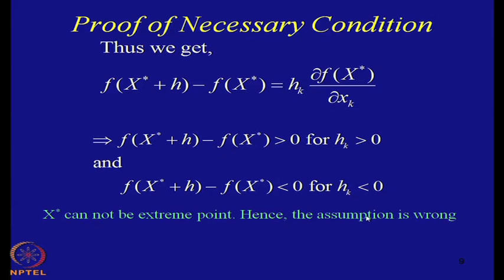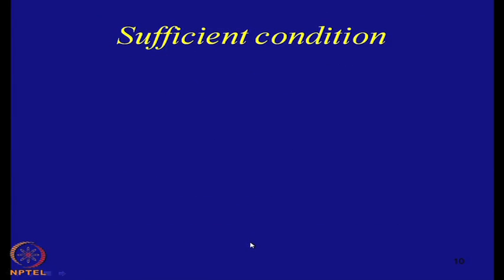That is why whatever assumption we made, that the kth order, first order partial derivative is not equal to 0, that is not acceptable. That is why we are concluding that all the first order partial derivatives, as well as the first order partial derivative with respect to the kth decision variable, are also equal to 0. That completes the proof of the necessary condition.